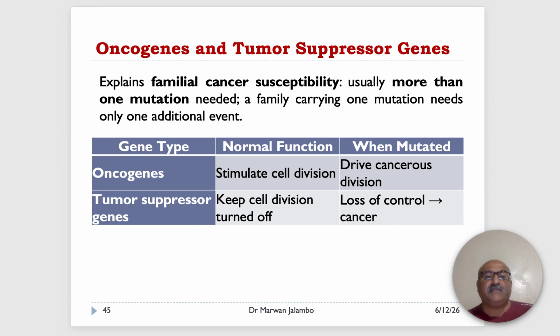They also explain why some families are cancer prone. Usually more than one mutation is needed. So a family already carrying one mutation needs only one more event to develop a tumor. They start part of the way down the road. With the causes understood, let's turn to what we can actually do: preventing cancer.